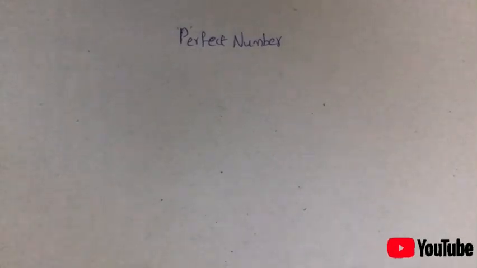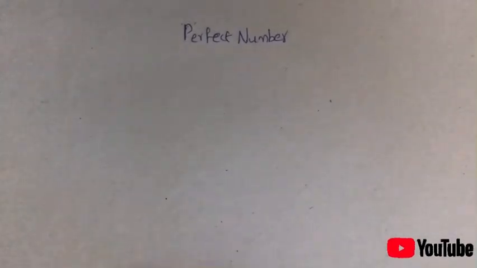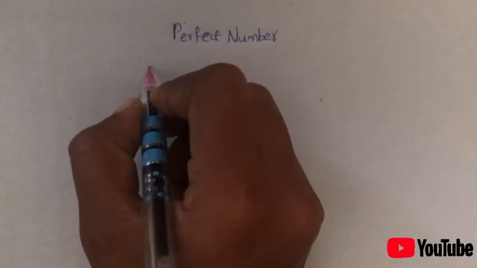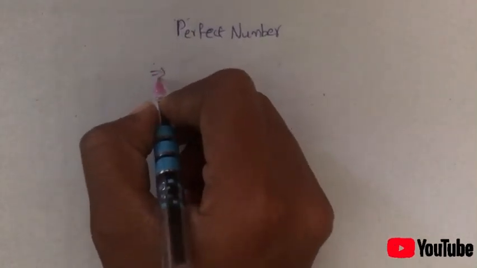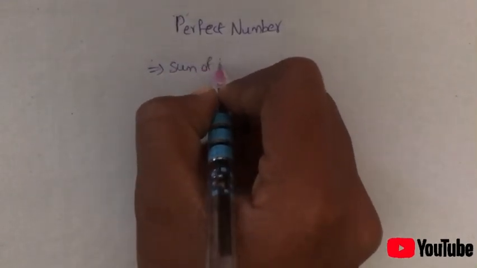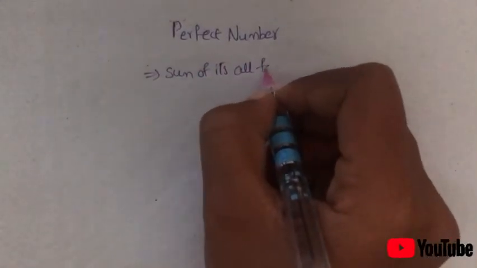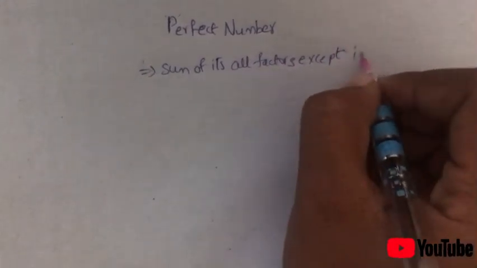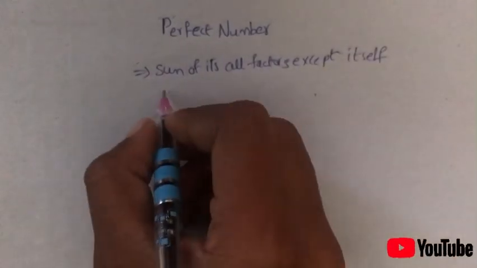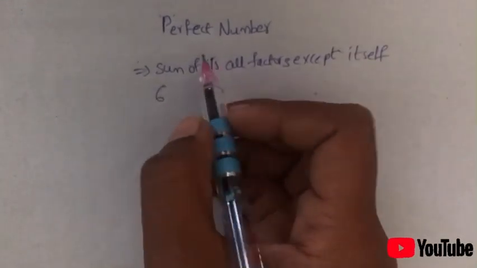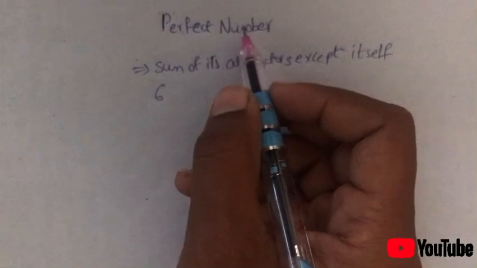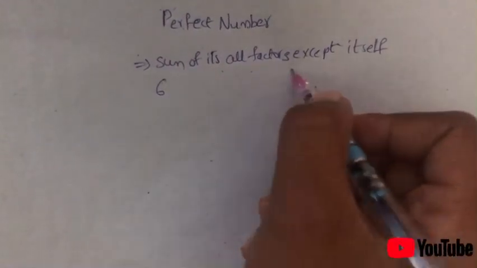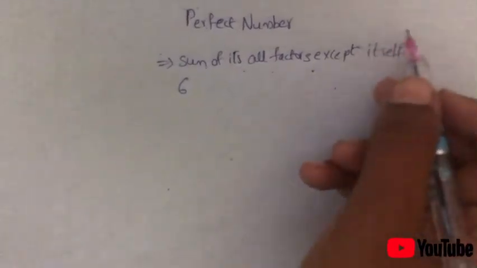So today's concept is perfect number. So actually what is a perfect number? A perfect number means if you consider a number, then the sum of all its factors except itself. For example, a number is said to be a perfect number when it equals the sum of all its factors except itself. You should not consider itself.